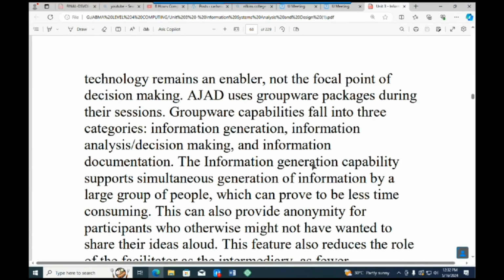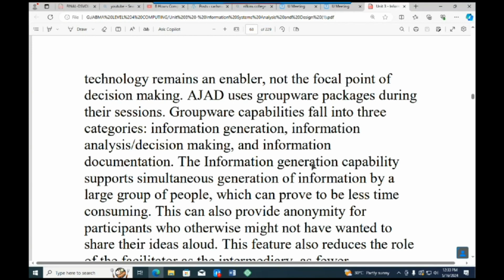These groupware packages have abilities that actually fall into three categories. The first category is the capabilities of generating information, that is information generation. We have the capabilities of analyzing information or making decisions, that is information analysis or decision making. And we also have the capability of information documentation.